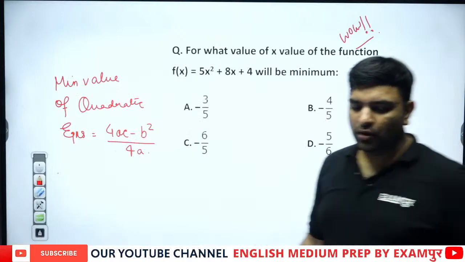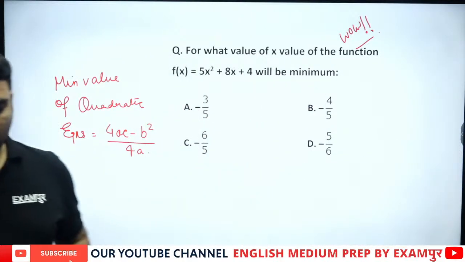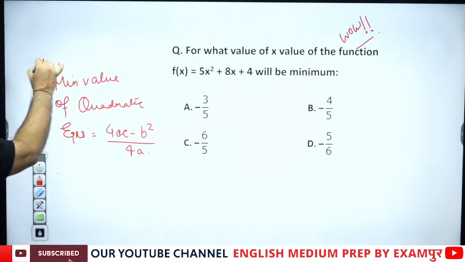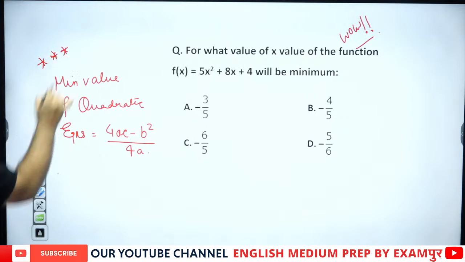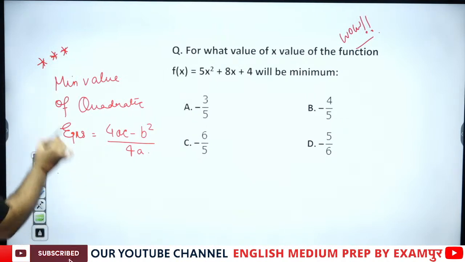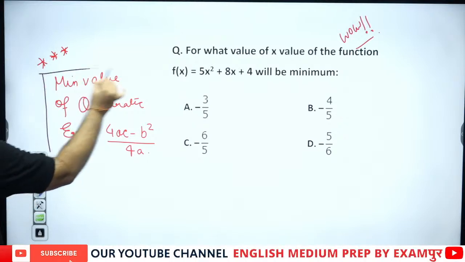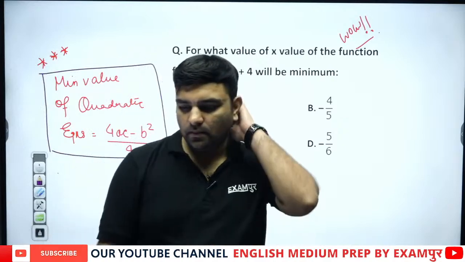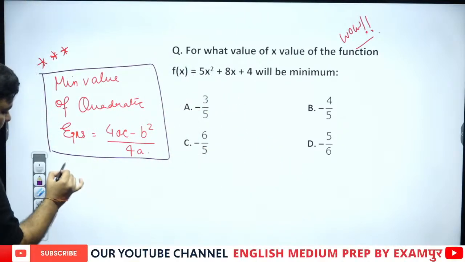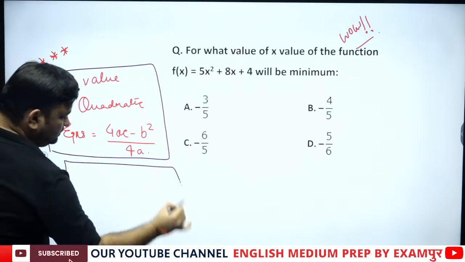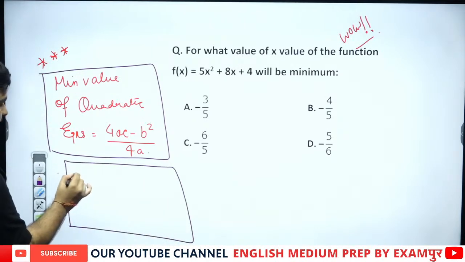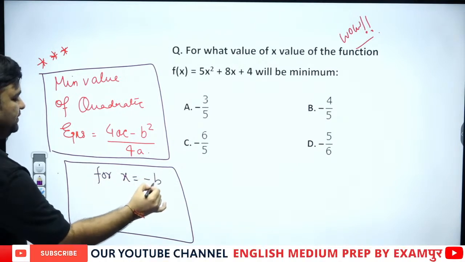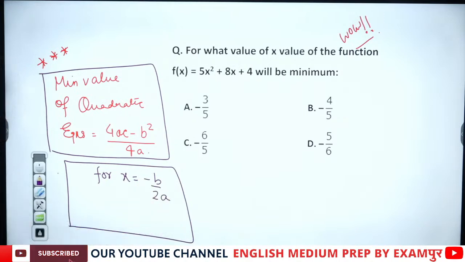Minimum value of the quadratic equation is 4ac minus b square over 4a. Then for x is equal to minus b upon 2a. This I added later.